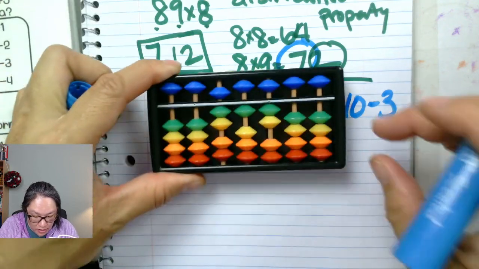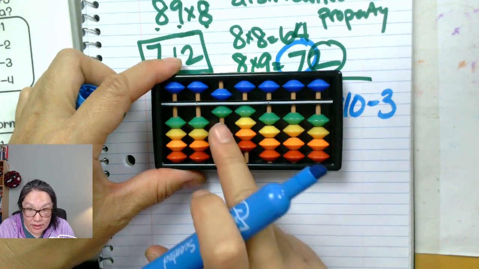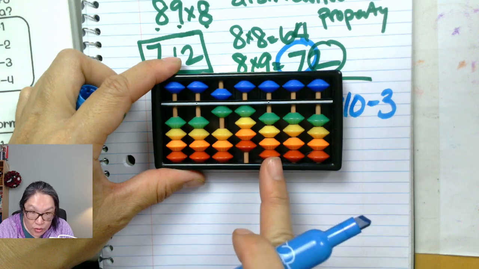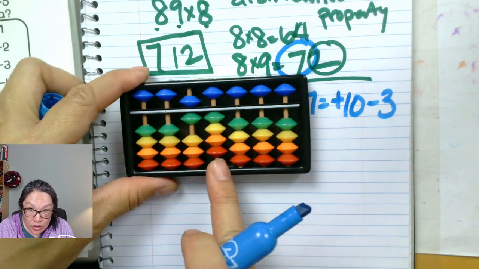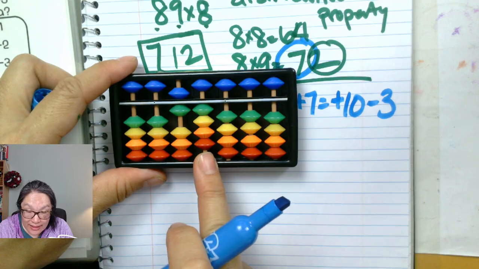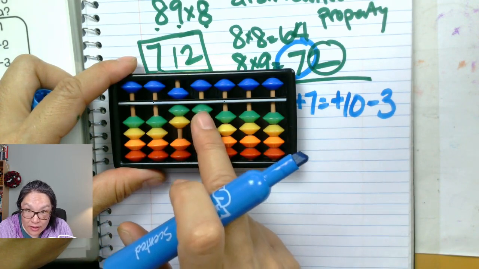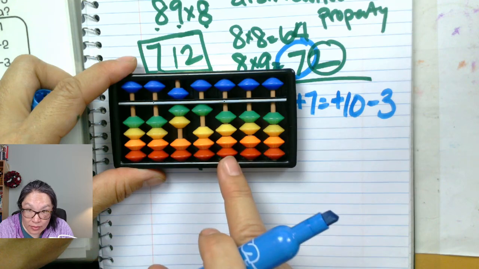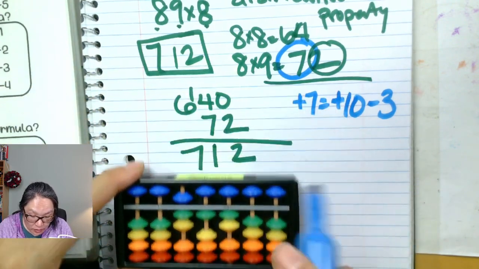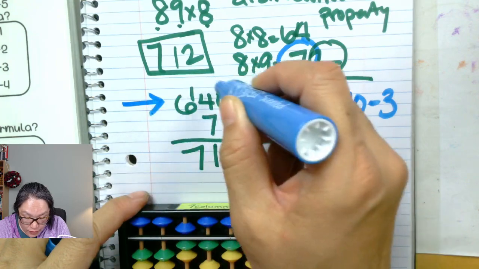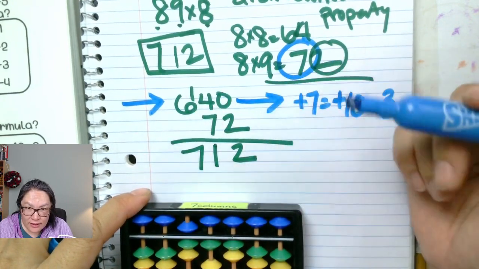Does that make sense? So we had 640 already on the abacus. We're going to add 72. Add the 7. To add the 7, we're going to plus the 10 minus the 3, and then plus the 2. When we do it in Abacus world, we go from left to right. In mainstream, it goes from right to left.